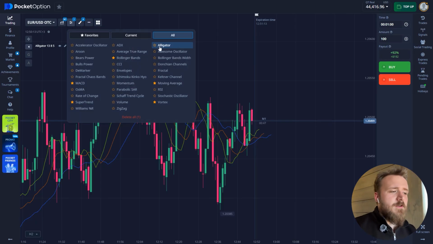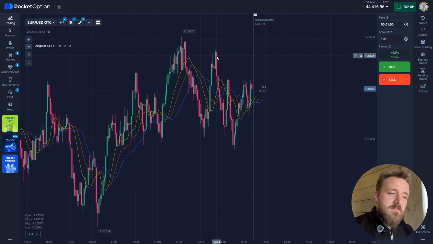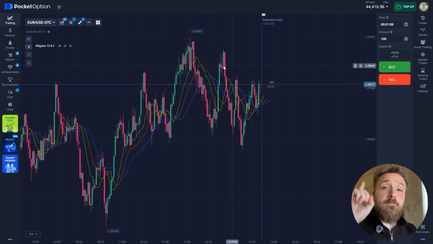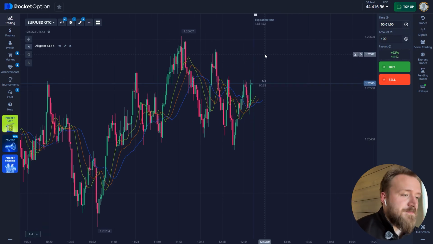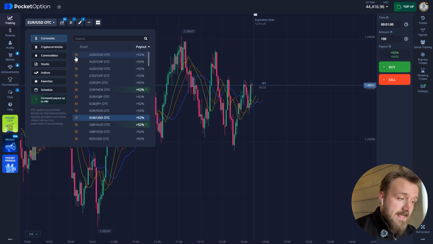You can find this indicator in this tab, third column, the very first one. Set up this indicator and repeat everything I showed you today because it works and you can make money with this strategy. So let's choose our assets.